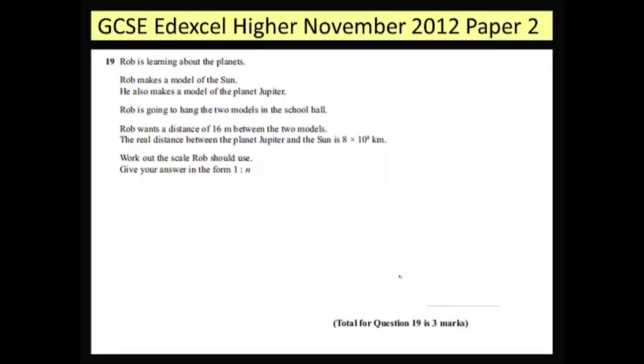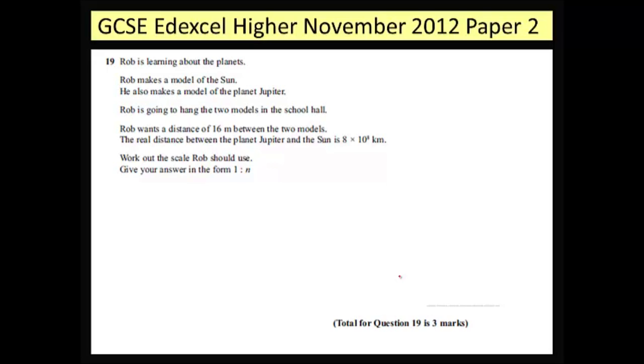Question 19. Now there's quite a lot going on in this question. Rob's learning about the planets, he makes a model of the sun, etc, etc, etc. Apologies to Rob, but we're not actually interested in most of the text in this question. The more important stuff happens in the last 4 sentences.